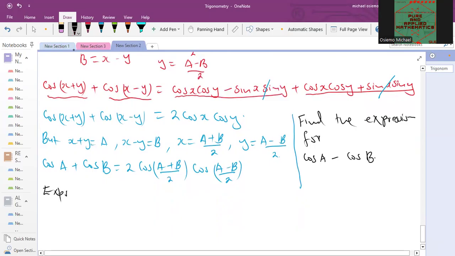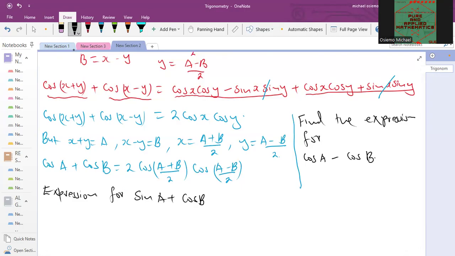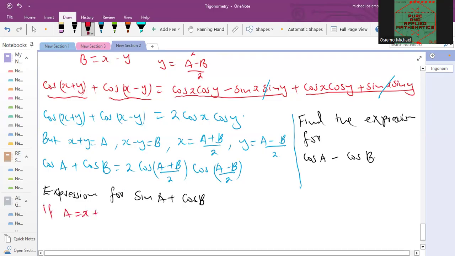Let us check the expression for sin A plus cos B. We are still going to use the same approach, where we have already shown that if A is equal to x plus y and B is equal to x minus y, then x will be equal to (A plus B) over 2 and y will be equal to (A minus B) over 2.